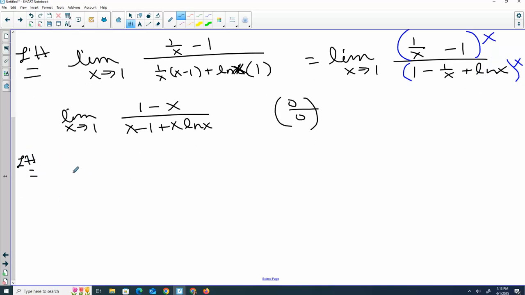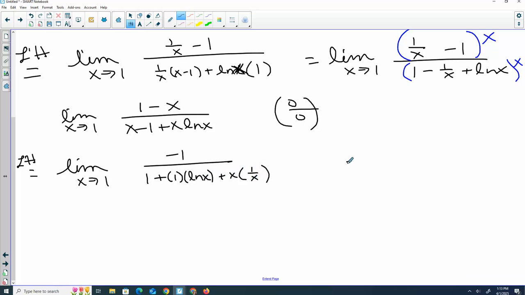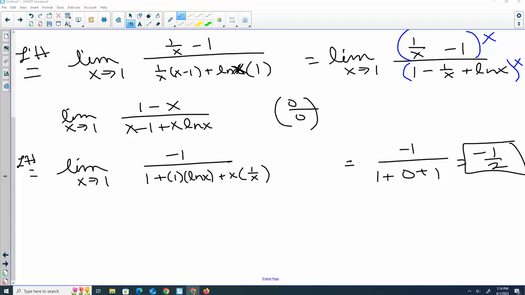So it's still 0 over 0, so we do L'Hopital's a second time. Derivative of 1 minus x is negative 1 over 1 plus, for the x natural log x, you do product rule. Derivative of the first times the second plus the first times derivative of the second. At this point, we have negative 1 over 1 plus the natural log of 1 is 0 plus 1. And that's negative 1/2. You got the last one.